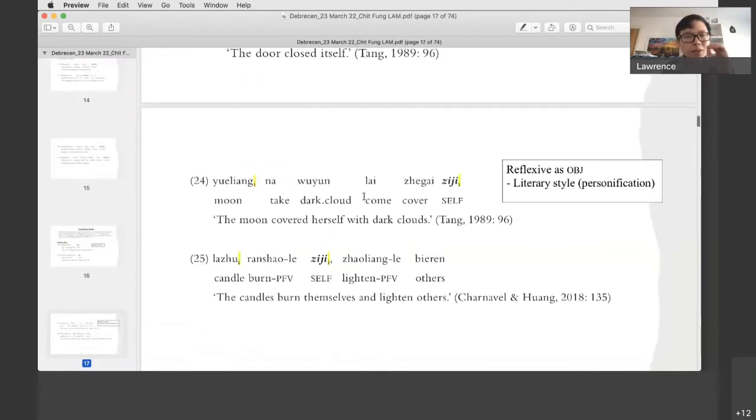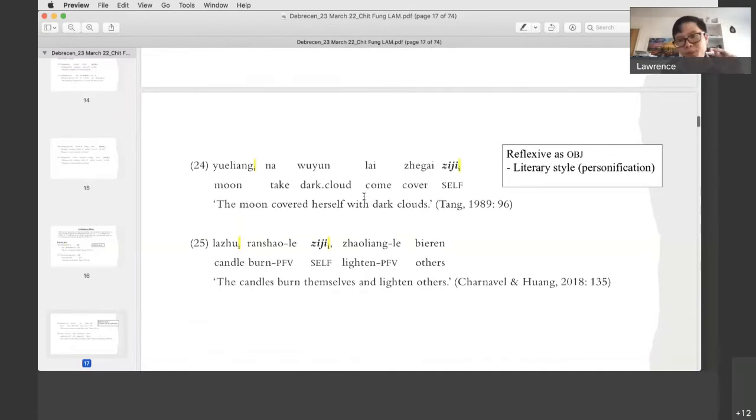But at the same time, we do notice that there are some exceptions to this generalization that they must be animate. For example, Tan's quote cited the sentence, "The moon covered herself with dark clouds." It is actually a more literary usage. People who are interested in literary linguistics would classify this as a kind of personification. Another sentence quoted by Huang and Jonathan Huang is "Candles burn themselves and lighten others." As a native speaker, I would say that these only work in particular genres or contexts, like maybe in literature, or in a more literary style.